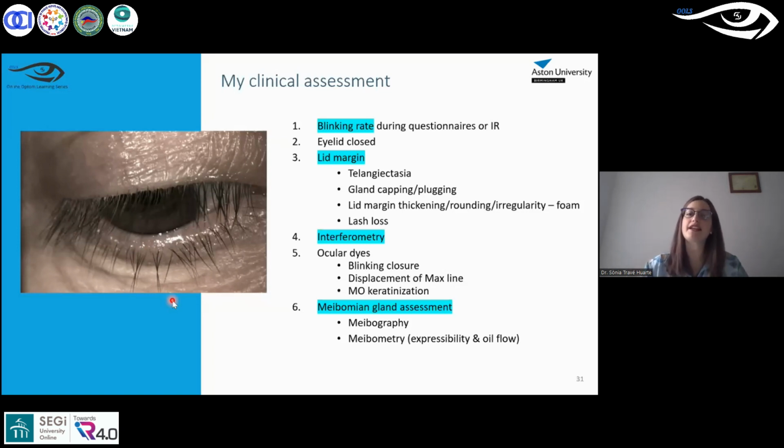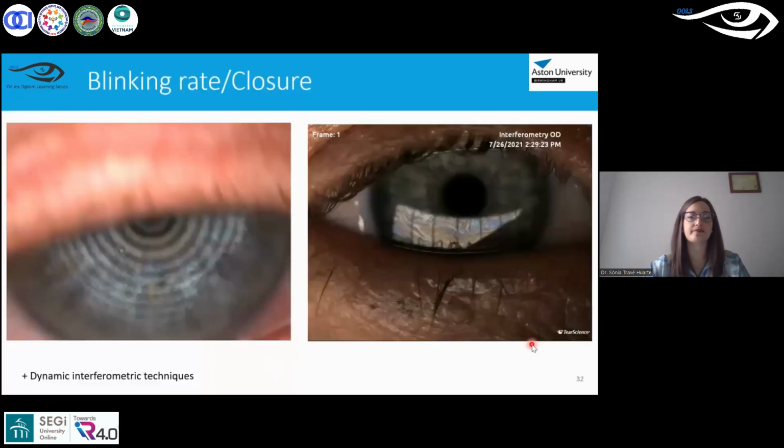Then I tend to move on to interferometry, which is where I do an assessment of that lipid layer. And then I do more invasive tests, always from less invasive to more invasive. Then I put in the dyes, both fluorescein and lissamine, to see if there's any damage, any displacement, any lid wiper epitheliopathy, or any keratinization that could be blocking those openings of the glands. And in the end, I do lid eversion and look into the state of the glands, not forgetting that it's not only how they look, but also how they function. So we're going to go through this now.